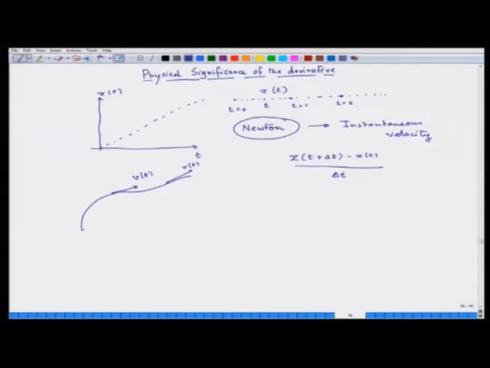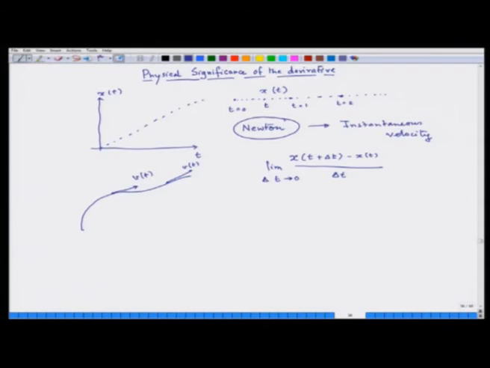Now, what Newton said is that I want to look at it only at a given point, at the point t. So, what I do is I keep on decreasing my time interval delta t. Hence there first came in the concept of limit, where he is talking about what happens to this ratio as I make delta t smaller and smaller and smaller.